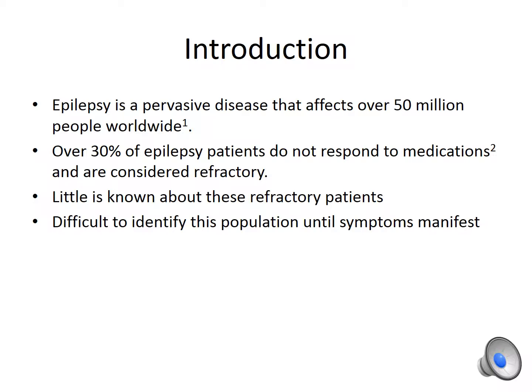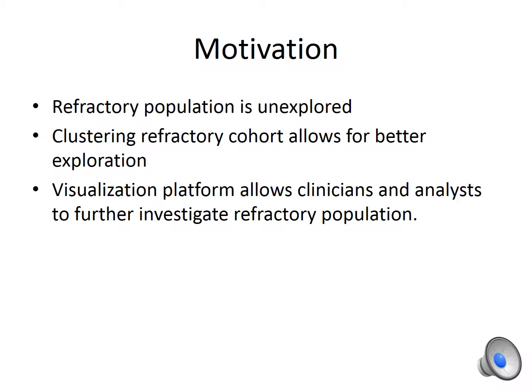It's very difficult to identify this population because you do not know a patient is refractory until they have already failed multiple drugs. This is very costly and uncomfortable for the patient because they have to fail many different drugs while living with their symptoms until they can determine that they are refractory. This project will focus around determining the refractory population and then clustering them into medically significant phenotypes. Once this is done, a visualization platform will be created that will allow clinicians and analysts to further investigate the refractory population.